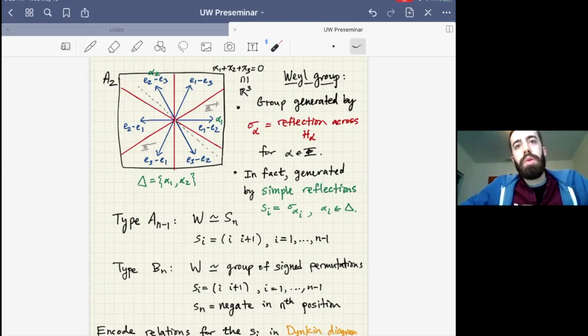we're working in. So it's in fact not so hard to show that the group is generated by just this subset of simple reflections. So my simple roots I'll generally call alpha 1, alpha 2, and so on. And the simple reflections, s_i, will be the reflection across the hyperplane perpendicular to the ith simple root.